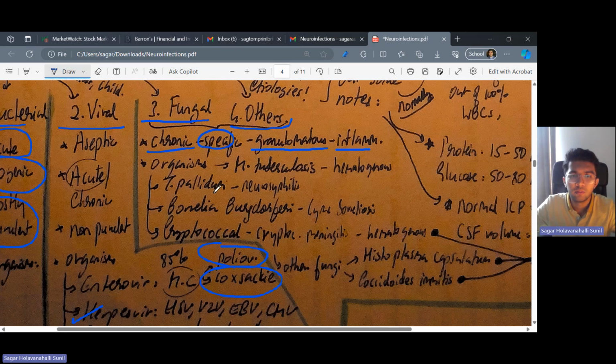Now, organisms, very common. How do you remember it? Syphilis has neurosyphilis in it. Okay, you remember the stages of syphilis. Tertiary syphilis has neurosyphilis. So what causes syphilis? Treponema pallidum. Lyme borreliosis, remember this.